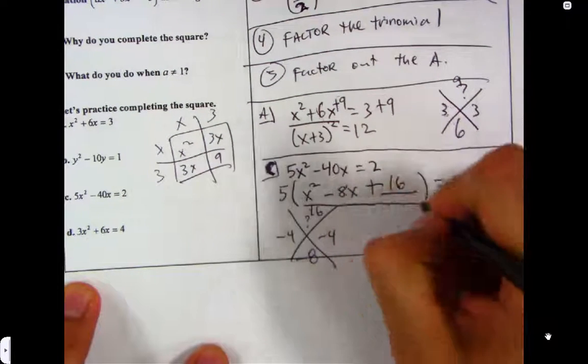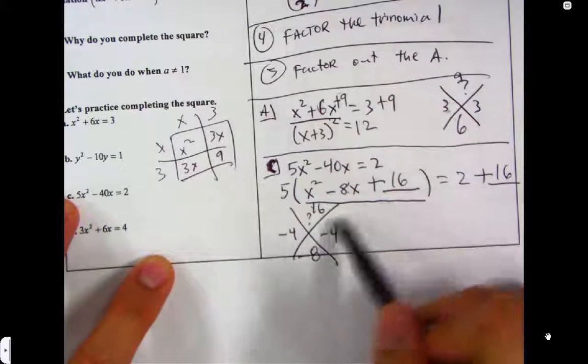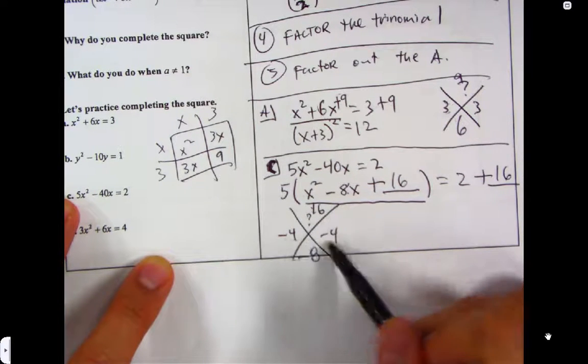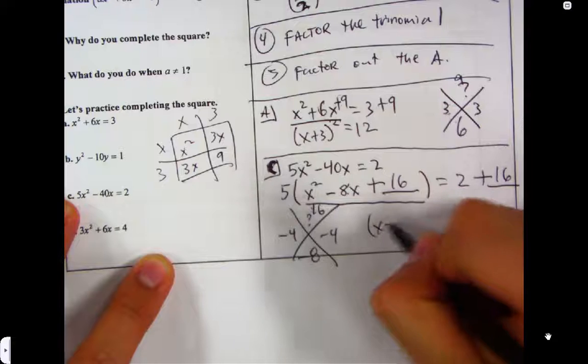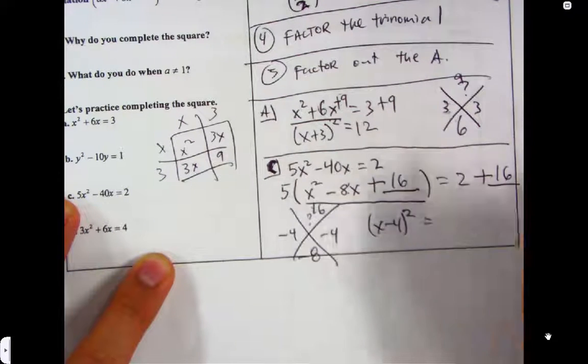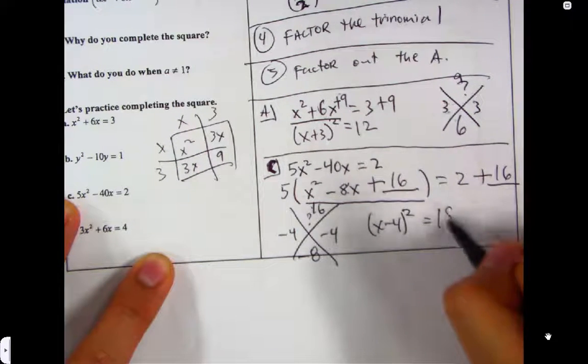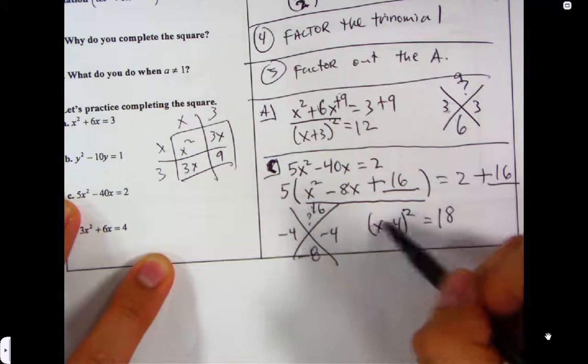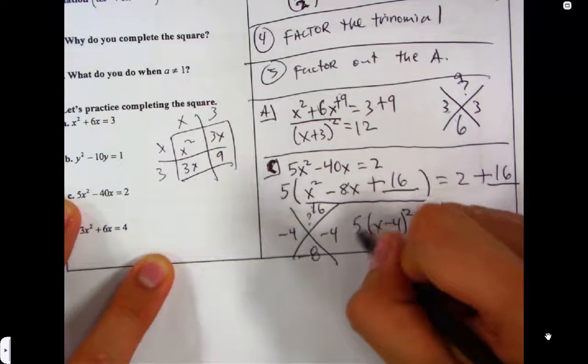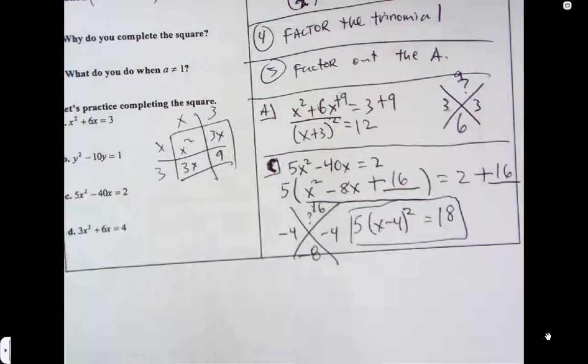This, we already factored. What does that factor to? We already did the diamond. Negative 4 and negative 4, so that's x minus 4 squared. 2 plus 16 is 18. Now, what's outside the parentheses? 5. Okay, and just stop there. So go ahead and try D.